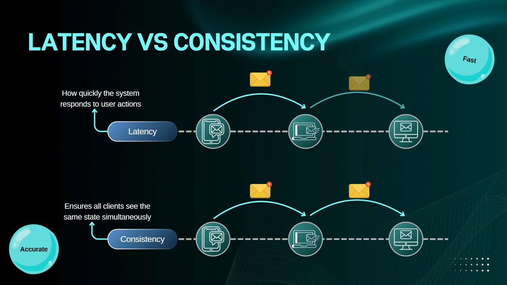For example, let's say in a messaging app, prioritizing low latency, the sender sees their message immediately, but other recipients may see it a few seconds later. By prioritizing strong consistency, all clients see the message at the same time, but the system introduces a small delay to confirm updates. Many large systems use eventual consistency. Temporary differences are allowed to keep the system fast.